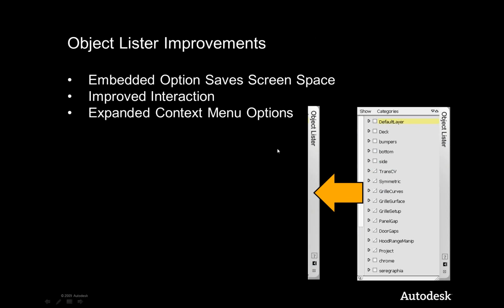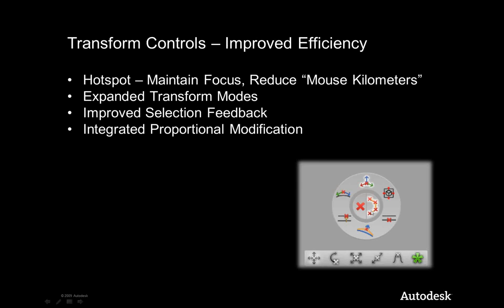Talked about the object lister, how we're saving space by embedding it in the side, adding additional context-based menus inside there. We talked about the efficiencies of using the transform controls tool, a hotspot, so you don't have to change your focus and you can reduce the amount of mouse kilometers you might have.